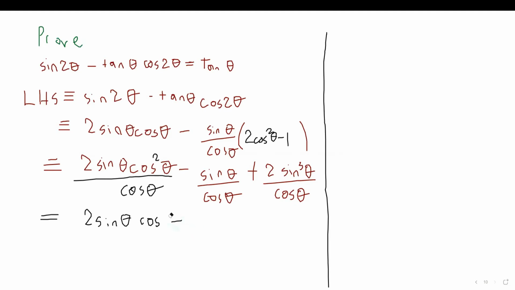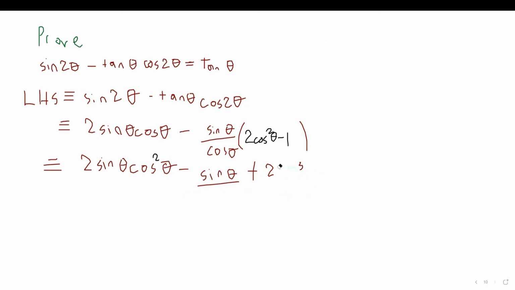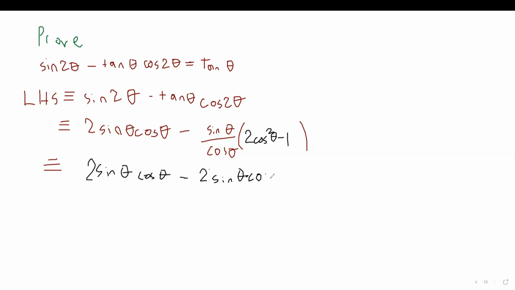I was going to take that route, but then I would have to do too much for 3 marks. That's too much for 3 marks. So we're going to take the 2 cos squared theta minus 1 route. Taking this route, we end up getting 2 sine theta cos theta. Then this becomes minus sine theta times cos squared, so that becomes minus 2 sine theta cos squared theta over cos theta.